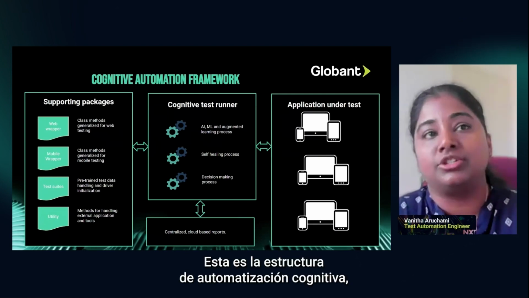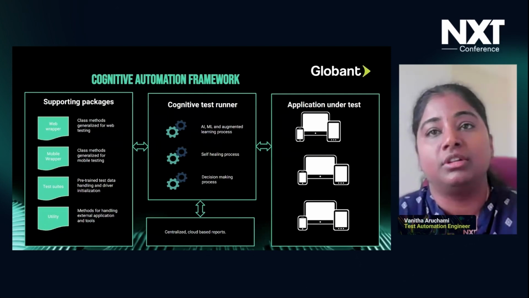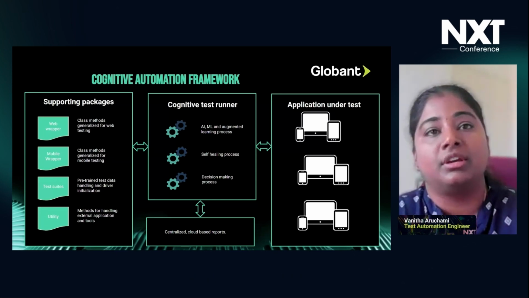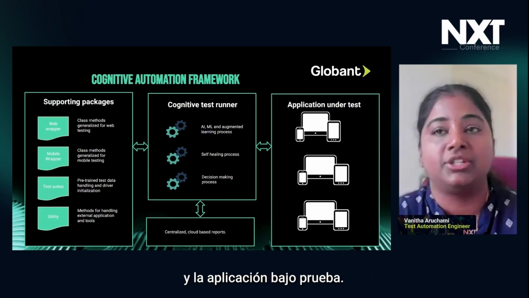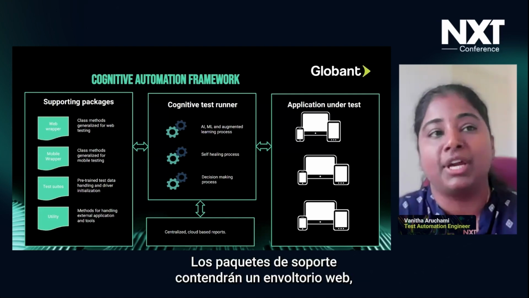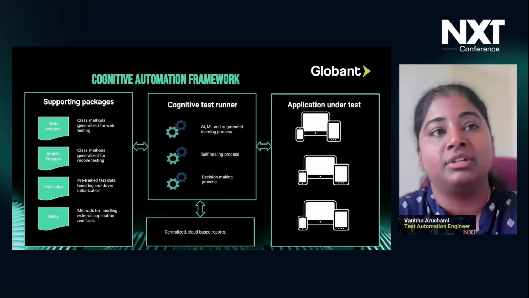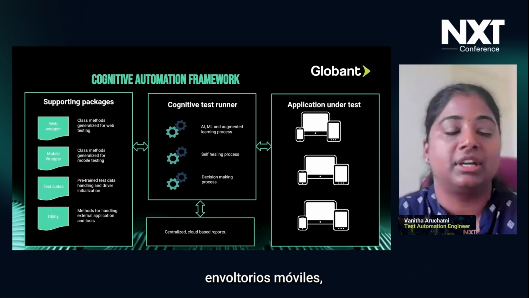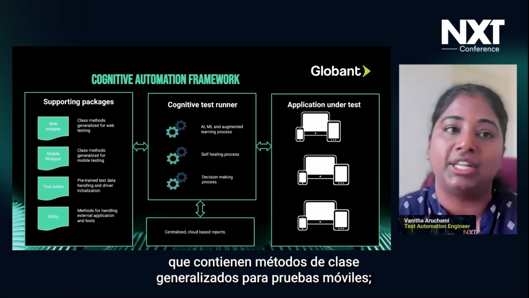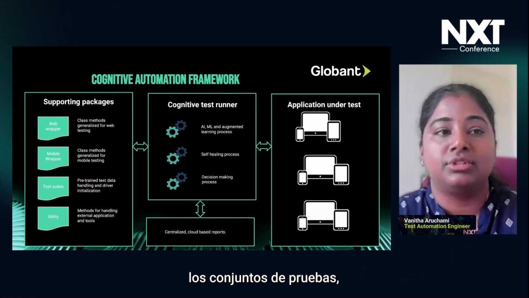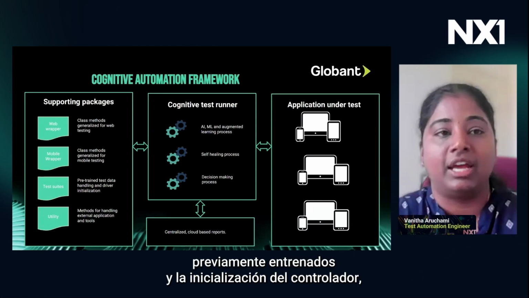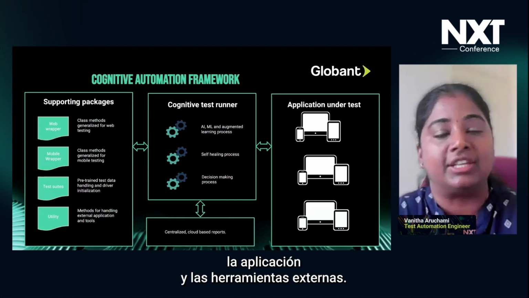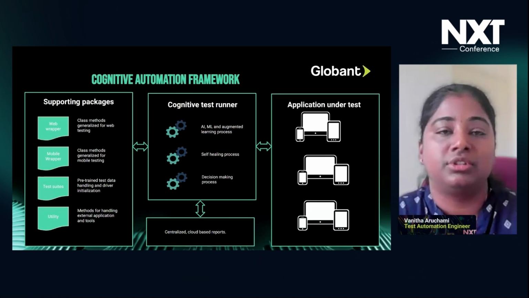So here is the structure of the cognitive automation framework, which comes with 3 sections: supporting packages, the cognitive test runner, and the application under test. Again, the supporting packages will contain the web wrapper, which will handle the methods generalized for web testing, mobile wrappers which contain class methods generalized for mobile testing, and the test suites will contain the pre-trained test data handling and the driver initialization. And of course, the utility packages will handle the external application and tools.